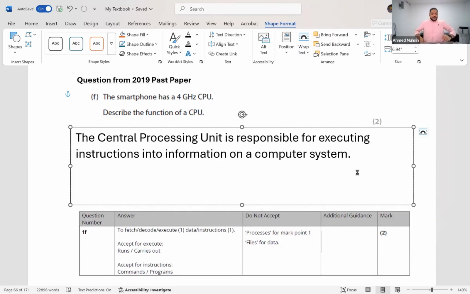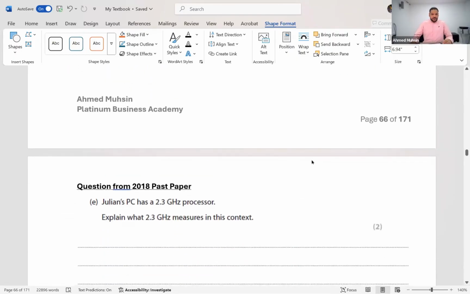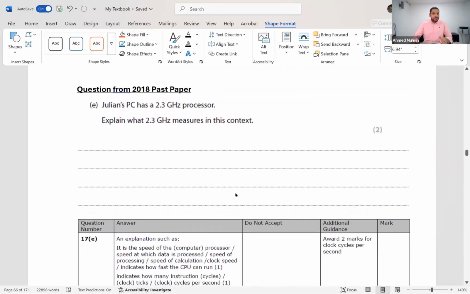Right, I'm going to keep moving down. So over here, next, what do we have? Julian's PC. What does PC stand for? Excellent. A computer which only one user can use. Examples can be your laptop, your smartphone, tablet. All our devices come under PC.